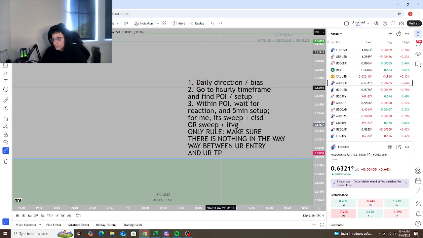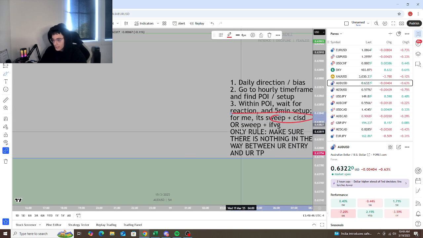No, it's literally just this simple. Daily direction. Once you have that, go to the hourly time frame and find your POI. Like I said, in this example, I'm going to show you it's an hourly order block. Got that. Wait for your 5 minute setup off that. Sweep, inverse, sweep, CIC. That simple.